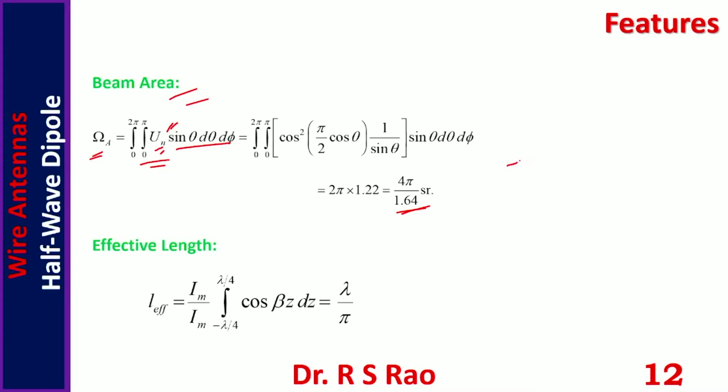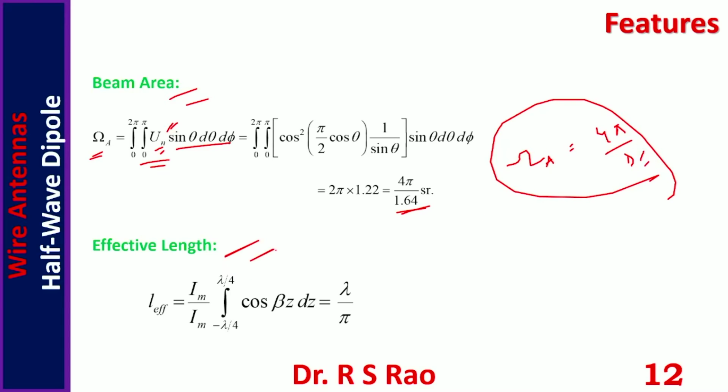Another method is also there. Omega A is always equal to 4 pi by D. This is a universal relation. In this way also one can determine it. We have already seen directivity as 1.64. The simple substitution gives Omega A as 4 pi by D.